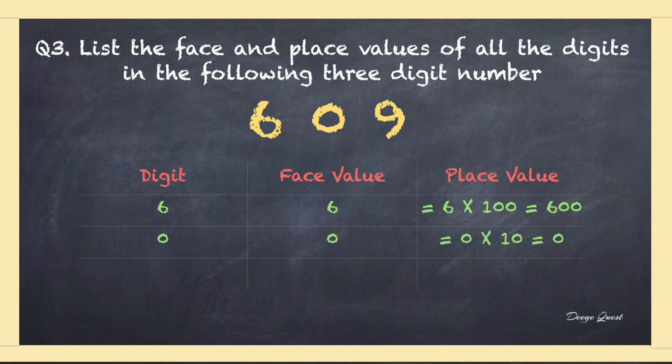Now let's look at the last digit 9. Face value of 9 is only 9. 9 is in the ones place. So the place value of 9 will be 9 times 1, which is again 9 only. Let's look at the last problem.